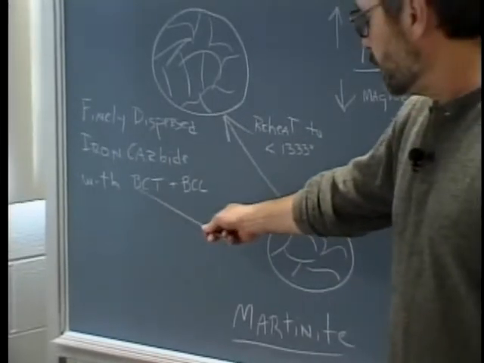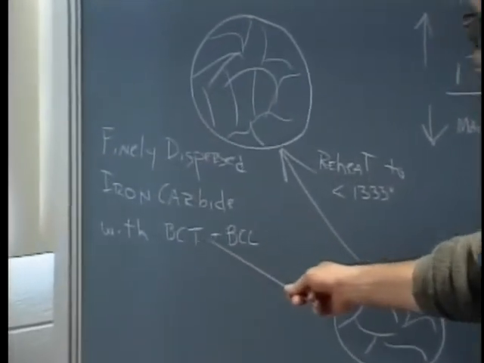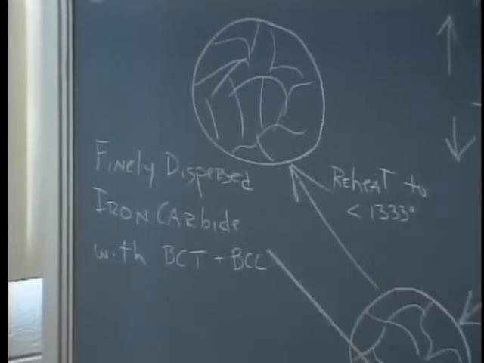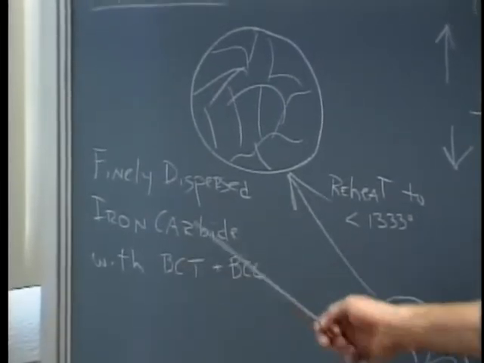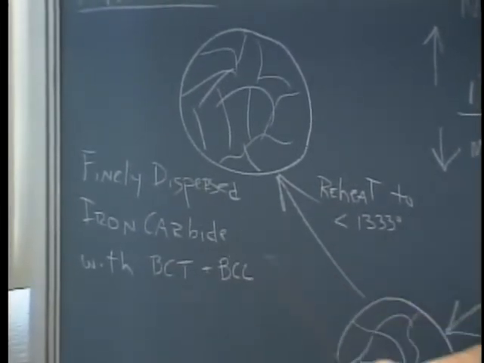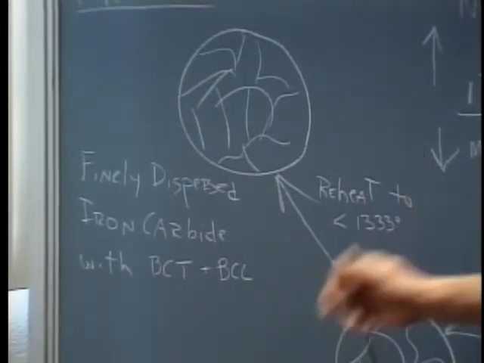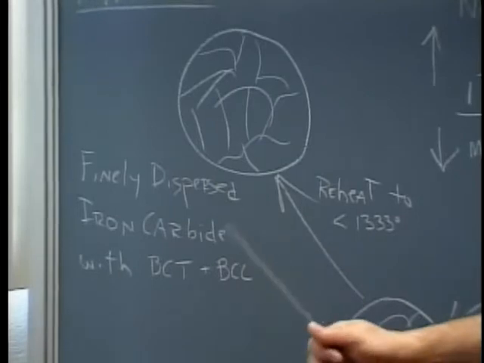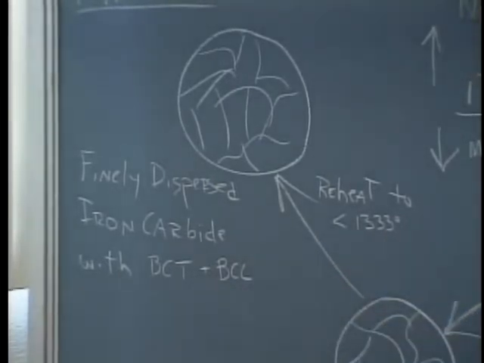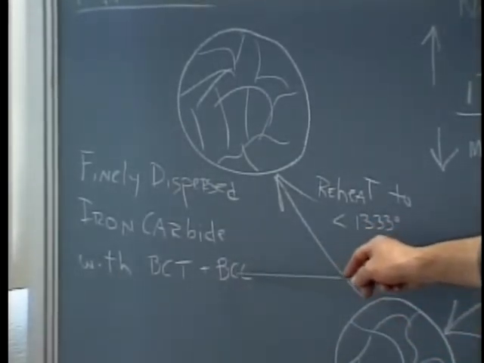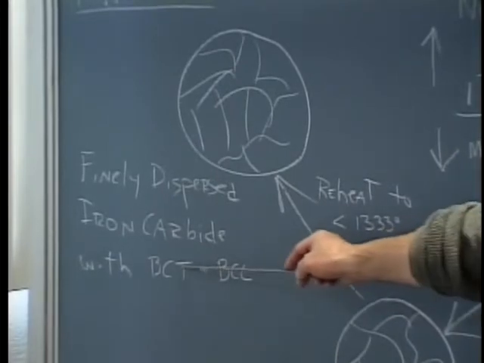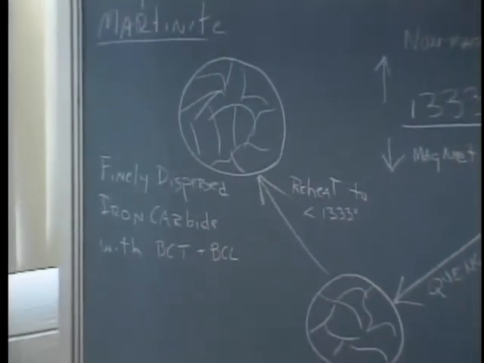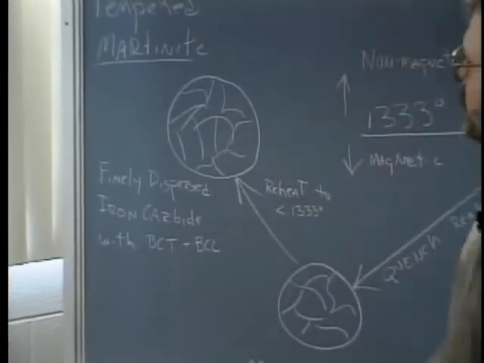and now we end up with a body-centered tetragonal and a body-centered cubic. Remember, the body-centered tetragonal is nothing more than a body-centered cubic that's been expanded. When we freeze it, we're locking it in place there. But by relieving that, we'll allow some of those to collapse, and we'll come back to the body-centered cubic. So we're getting some more ductility here while still retaining the hardness of the body-centered tetragonal. And that then is called tempered martensite.